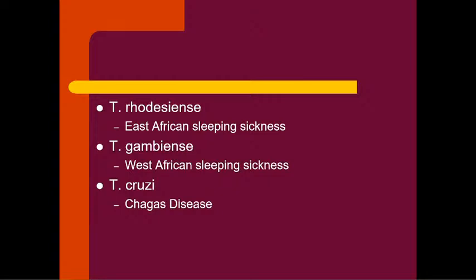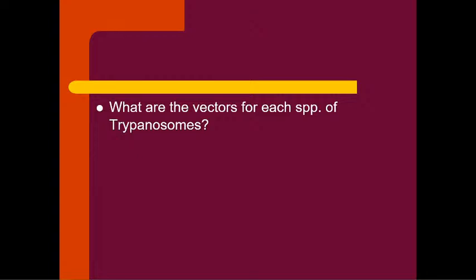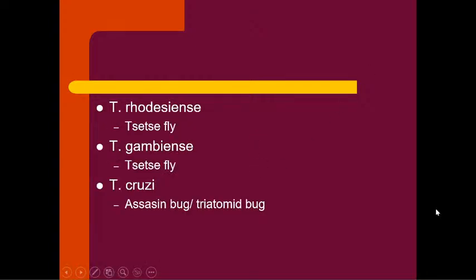So anyway, let's continue. Those are the vectors. Please don't forget the tsetse fly and the assassin bug, or what we call the triatomid bug. The triatomid bug has three spikes on it. It looks like a beetle, but it's not really a beetle. Okay.